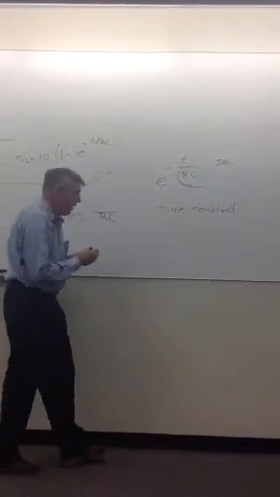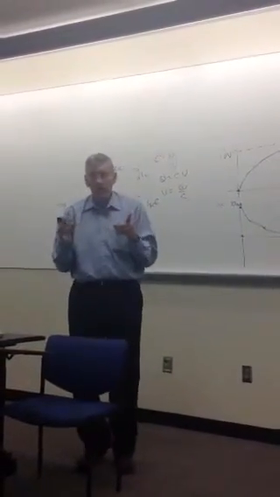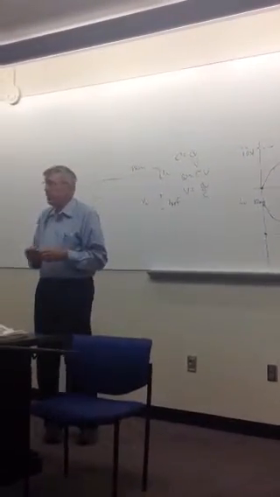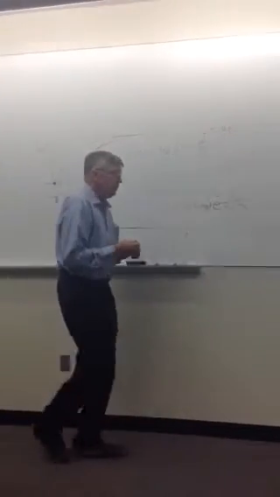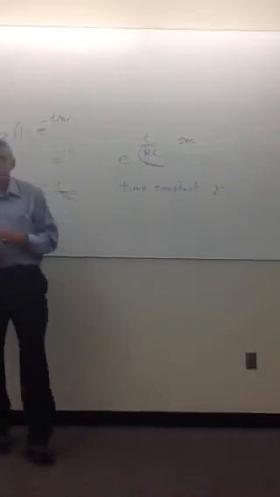So this RC is going to be called the time constant of the circuit. This unit of time is constant because we've got physical components that aren't changing values. And quite often, the time constant is shown with the Greek letter tau.